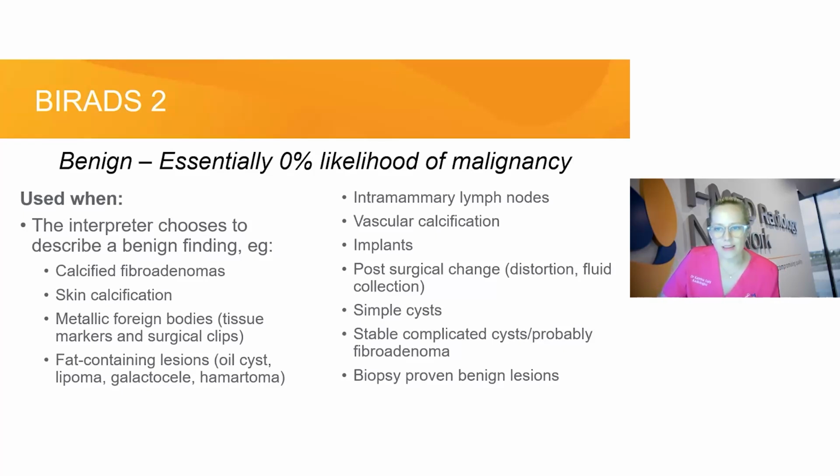Benign lesions, again, we're saying absolutely not malignant and you can leave them alone. So it's when we decide to describe a lesion. There is crossover with what some radiologists will call a BI-RADS 1 and BI-RADS 2. So calcified fibroadenomas, skin calcification, foreign bodies, fat-containing lesions, benign intramammary lymph nodes, vascular calcifications, breast prostheses, typical surgical change, including distortions and seromas, simple cysts that satisfy our benign criteria for a cyst, stable complicated cysts and probable fibroadenomata, which we will talk about in a moment, and biopsy-proven benign lesions.